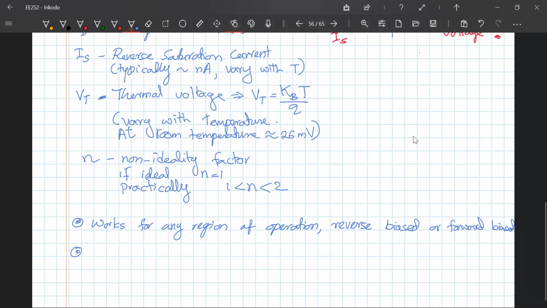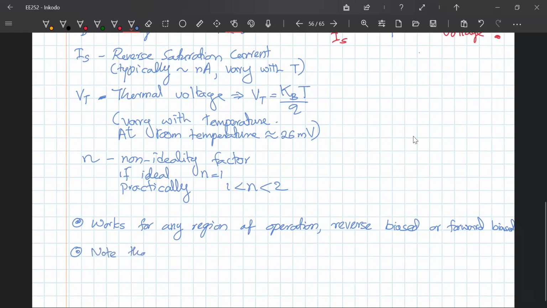But note that the current does not increase when the voltage increases in the reverse, negative direction. The reason for that is that as you increase the voltage, it increases the depletion region. So though the voltage increases, because the depletion region is increased, it also increases the R. So V divided by R, which is equal to I, does not change. That is why it saturates.